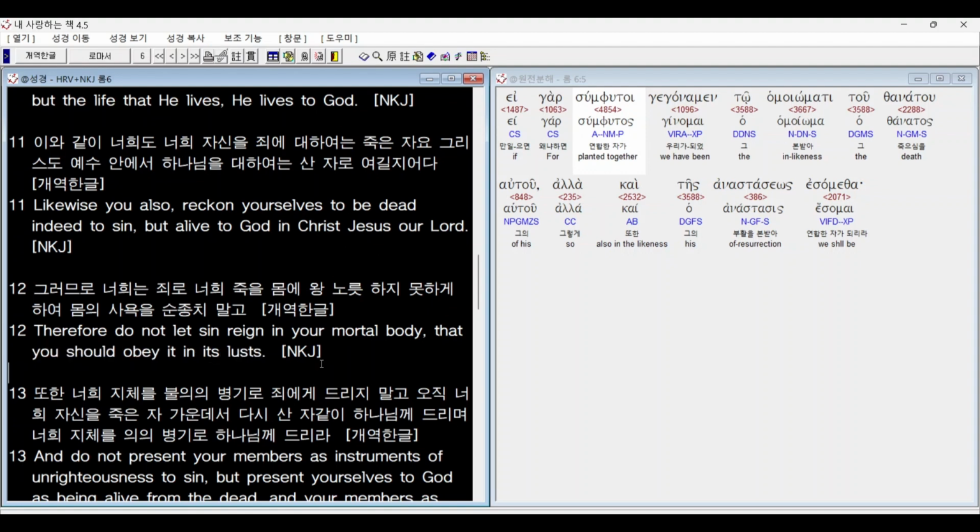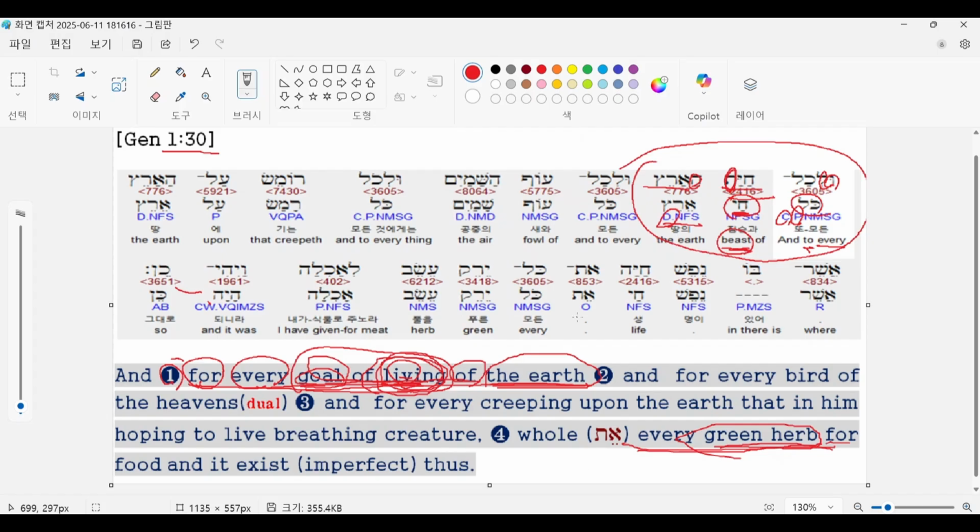Then you are not in the heavenly body, you are in your mortal body. Then whose reign? Instead of you becoming a body of Christos, the sin reigned. Sin is your king. And we are the slaves of sin. Genesis 1:29 that we are studying here.